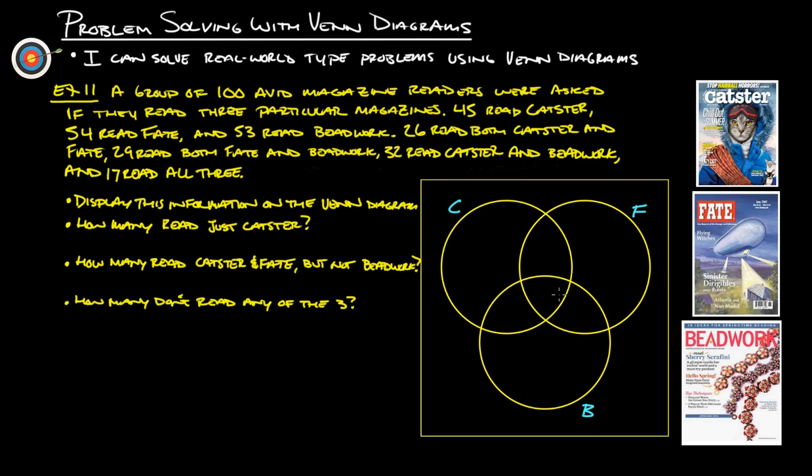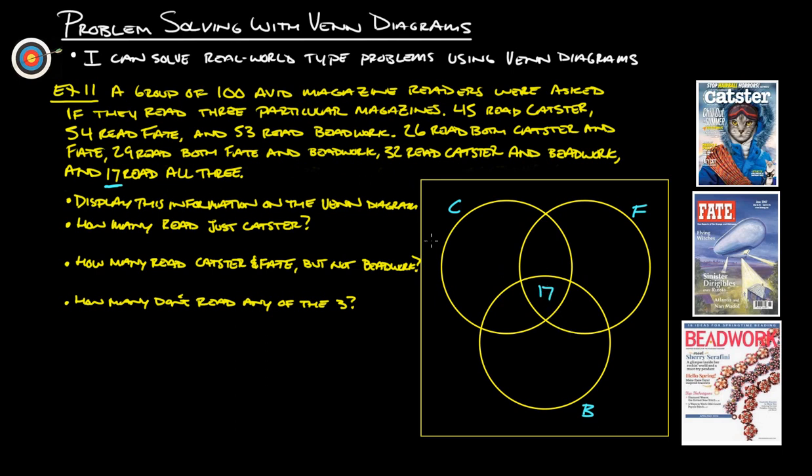Okay, so if we can find the middle number, that would be the people that read all 3, and then we can work out into these 3 spots here and fill in those after that. And at the end, we can probably find out what's out here as well. Okay, so 17 read all 3. So there's 17 going to be in the middle there.